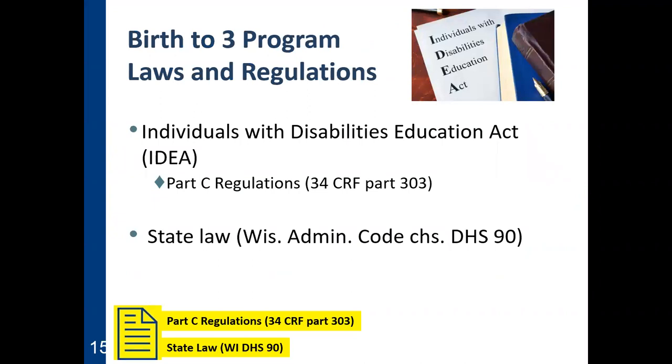In addition to the federal law, Birth to 3 programs are also mandated through state laws and regulations. Within each of these, the procedures the program is to implement and the rights of families are explained. Links to these documents are included as resources, and we encourage you to access these important documents. Many have found it helpful to keep these links saved as bookmarks on their computer to reference as needed. We will be referencing both the Part C regulations and DHS 90 throughout this training.